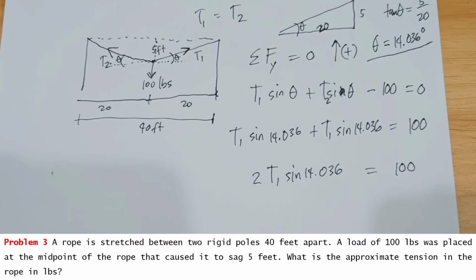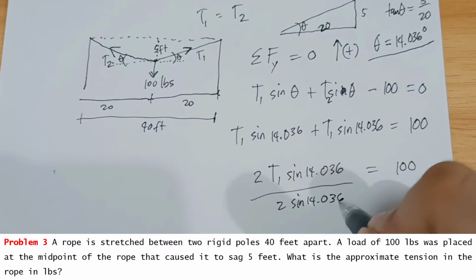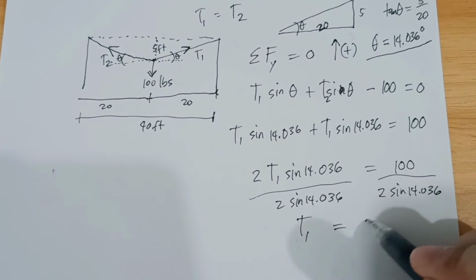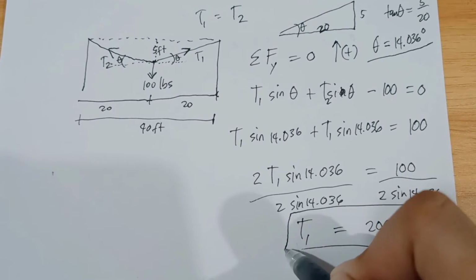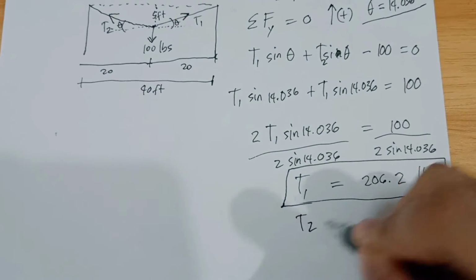Para makuha yung tension, divide natin ng 2 sine 14.036. Sagot natin siya, tension 1 ay 206.2 pounds. Ito yung sagot. So since tension 1 and tension 2 ay parehas, so ito din yung tension 2.